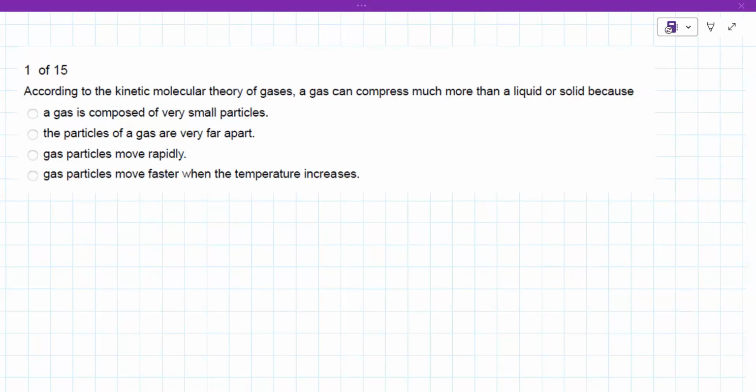Well, number one is a pure definition, and I have no idea. These all seem true. Gases are moving, particles are moving around rapidly. They're very far apart. But I have no idea why you can compress them more, so I'm just gonna go out to the internet on this one and see if something makes sense here. If not, I can just look at my notes. So it's something to do with the kinetic molecular theory of gases, which I don't know.